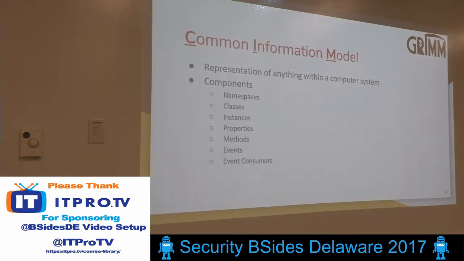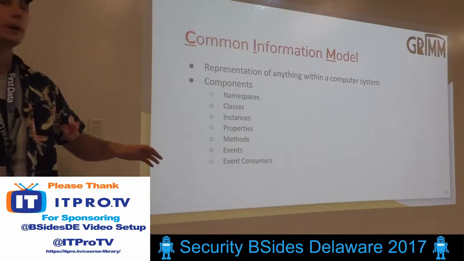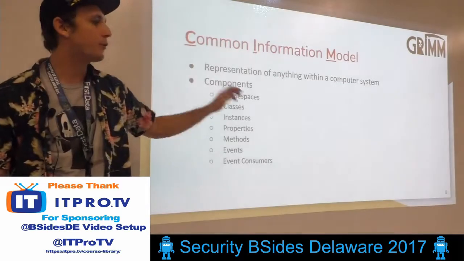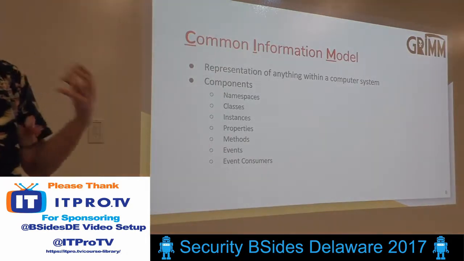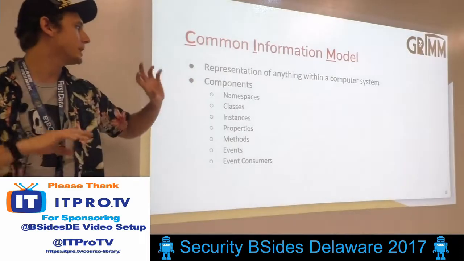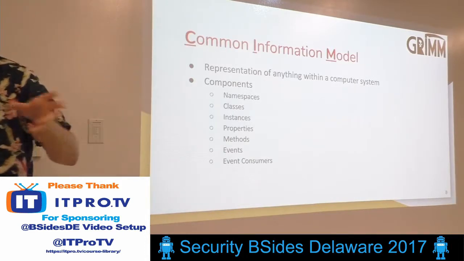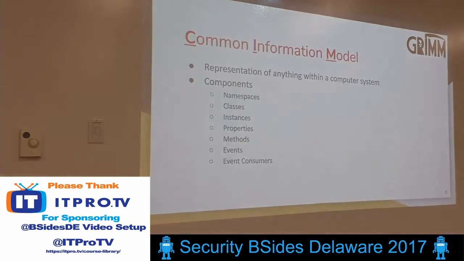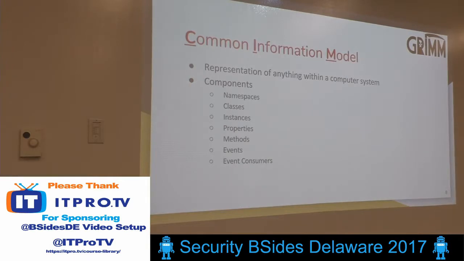So what is this Common Information Model? It's basically a model. It's a standard. The document is very long. I've read some of it. It's very dry, but it breaks down into defining how to represent anything within a computer system. And so WMI is Microsoft's implementation of this web-based standard and the Common Information Model. The components, which I'm going to go through one by one, are namespaces, classes, instances, properties, methods, events, and event consumers. I have a slide for each one of these, so we'll go through them now.